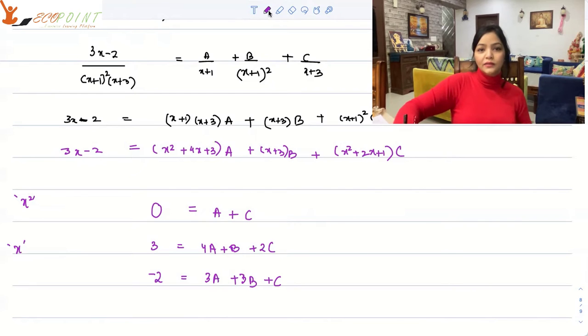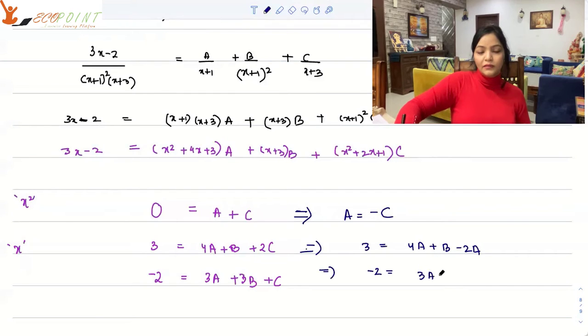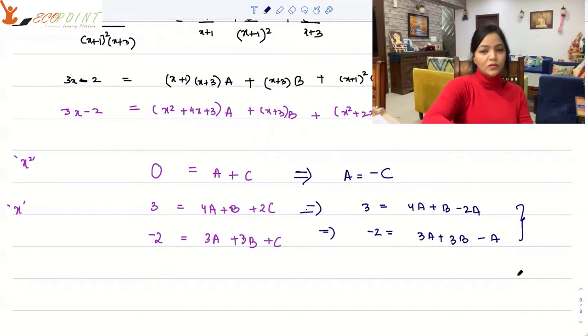Now we will be solving this. What you can do is take A equals minus C, or C equals minus A, whichever way, and keep substituting. So this implies that 3 is equal to 4A plus B minus 2A, and this would become minus 2 is equal to 3A plus 3B minus A. So now you have two equations in A and B, right? So you can just solve easily. Solving for A and B from the last two equations, what will you get?